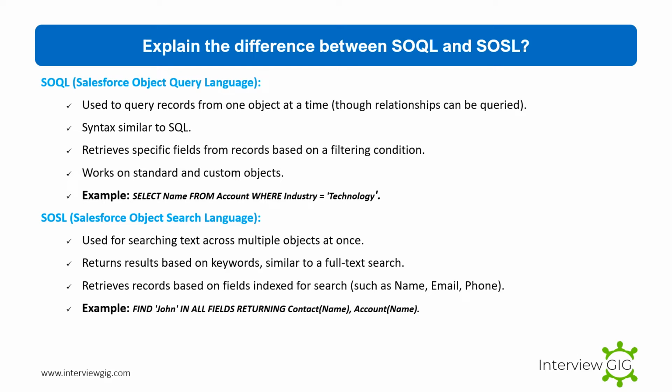Used to query records from one object at a time, though relationships can be queried. Syntax similar to SQL. Retrieves specific fields from records based on a filtering condition. Works on standard and custom objects. Example: select name from account where industry = technology.